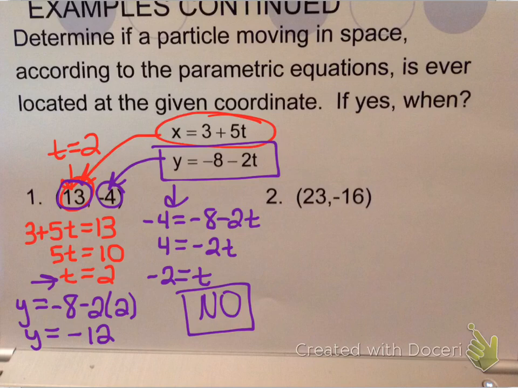Okay? So now, really quickly, you try number 2. Figure out if that moving object ever goes through that point in space, and if so, when. So go ahead and pause.